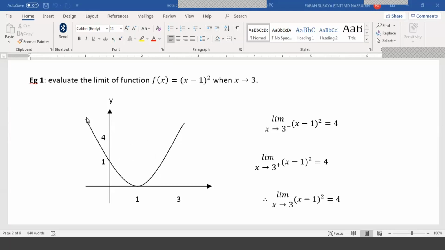Asalnya nilai y kita dekat sini mungkin 5 kan? 5. Lepas tu turun ke 4. Dekat sini turun kepada 1. Dekat sini turun lagi. Turun sampai kosong. Dekat sini nilai y kita kosong. Dan kita naik lagi, nilai y dia akan jadi 1, 2, 3, 4. Tengok dia menghampiri 4. Apabila nilai x kita menghampiri 3, nilai y kita akan menghampiri 4. Sebab tu jawapan dia 4 kat sini.